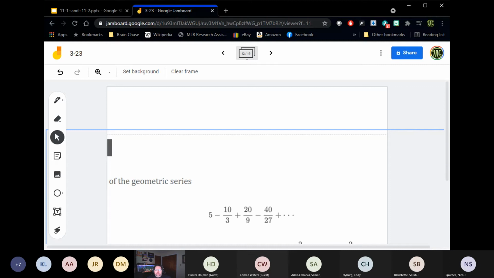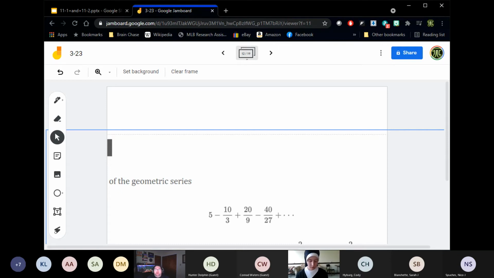Would you divide the 5 by 10 over 3 to figure that out? Yep, you can do it that way. 2/3. Yep, it's going to be 2/3. Sometimes if you can't figure it out just by looking at it, dividing it would definitely work.